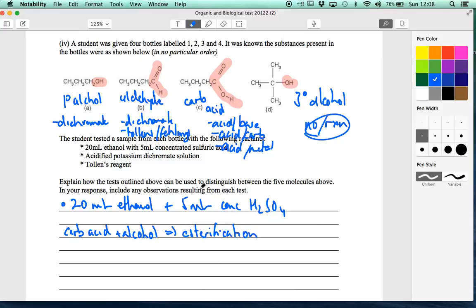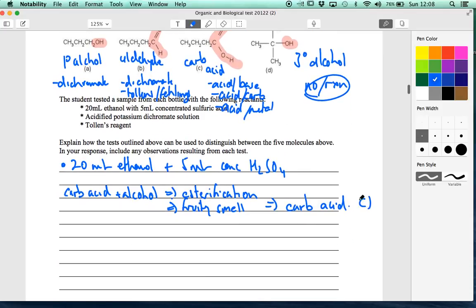And what would I expect? What would the observations be? Will it actually be a fruity smell? That's what you would get with your reaction there, a fruity smell. So straight away by using that first test, we could tell what the carboxylic acid was. So that would take out part C.